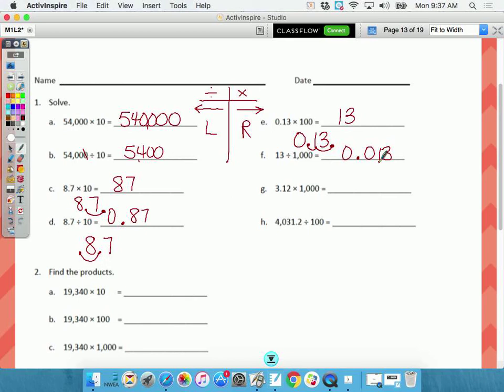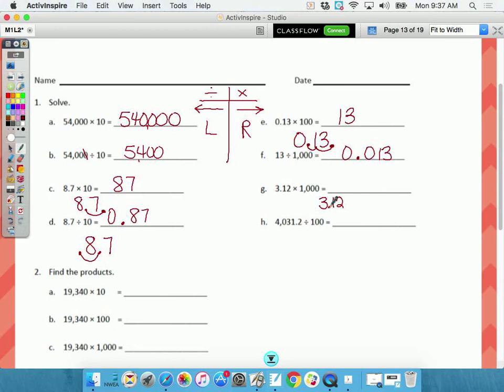I noticed right away, it's not a whole number. I'm going to use a decimal trick. First thing I need to do, rewrite the number. So I'm going to write 3 and 1200ths. Write it down. Everybody write it down.